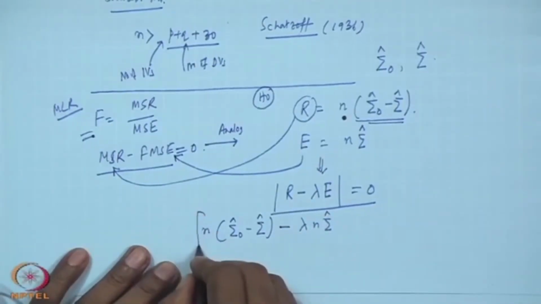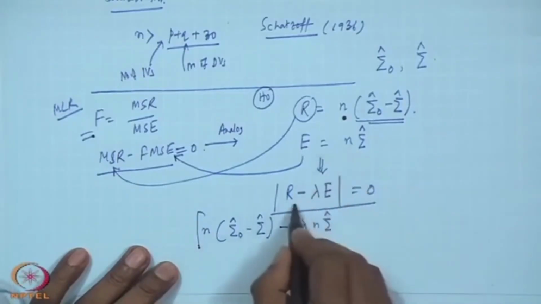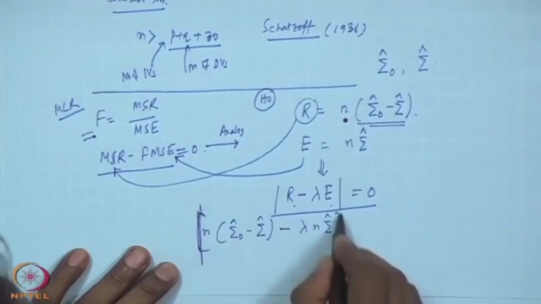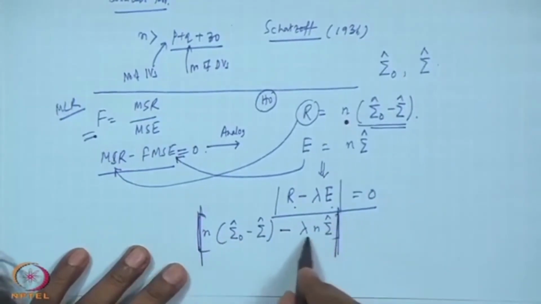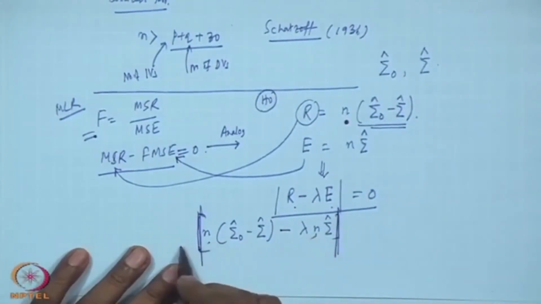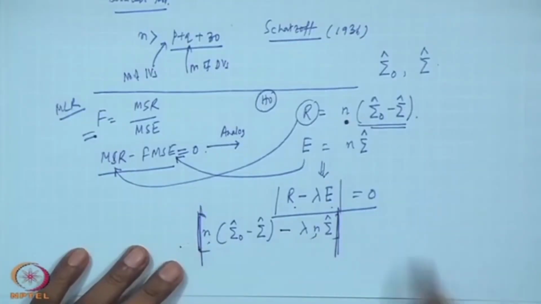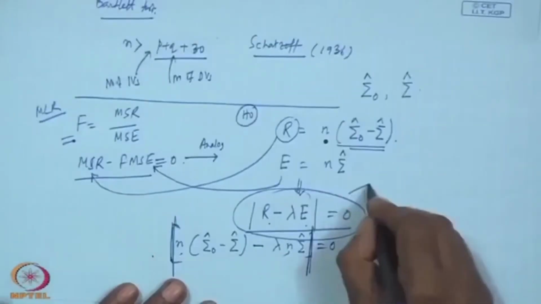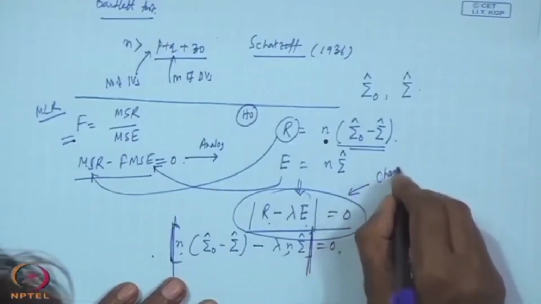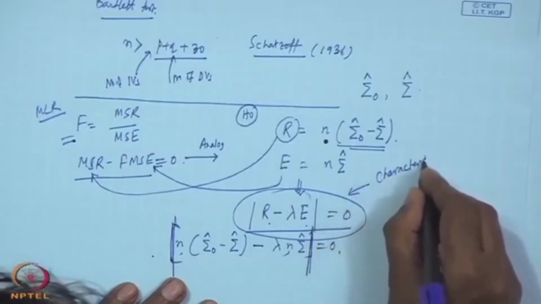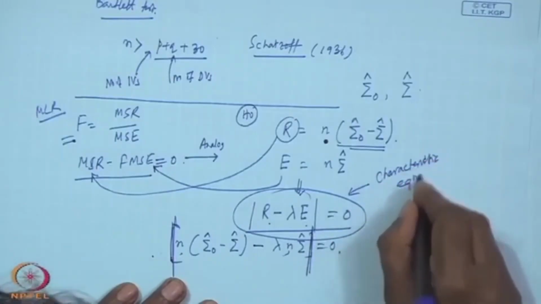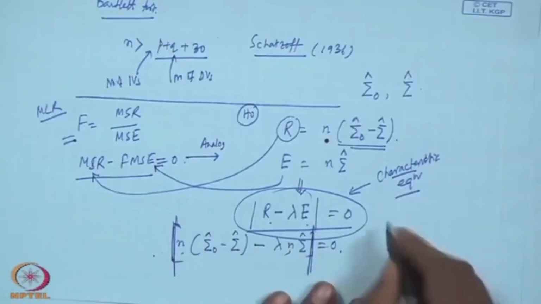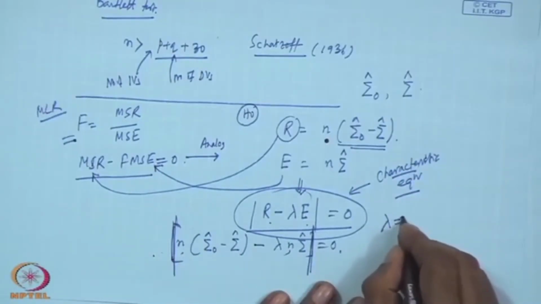This is R minus lambda E, this is the matrix. Now if I take the determinant here, ultimately n will go out, n will be cancelled, because you are setting this equal to 0. So this is 0, this is the characteristic equation. Getting me? And lambda will give you eigenvalues.